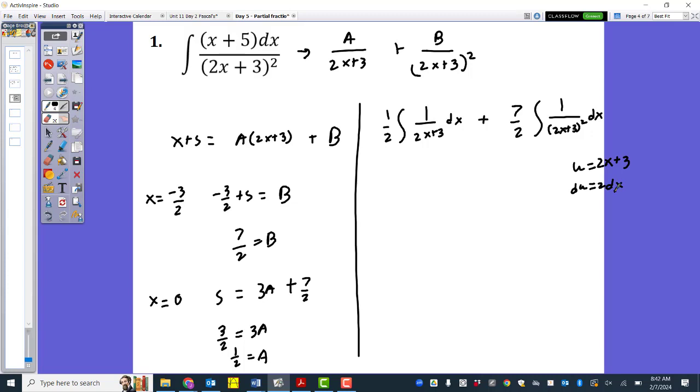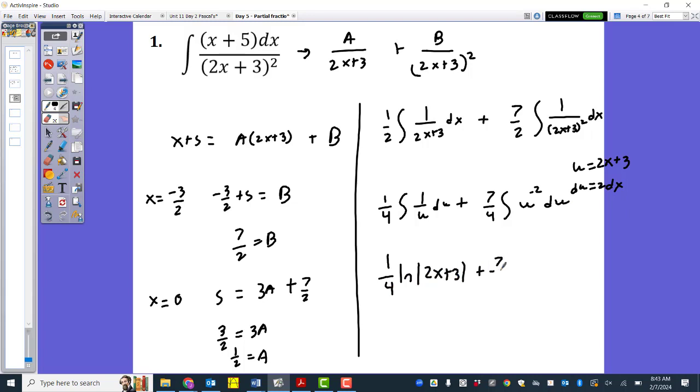We need a 2 on the inside, 1/2 on the outside, so this becomes a 1/4 integral 1 over u du plus a 7/4 integral u to the negative 2 du. Integral of 1 over u is natural log absolute value of u, so 2x plus 3. 7 over 4. Integral of u to the negative 2 is u to the negative 1 over negative 1, so we'll change this to a minus. 7 over 4 times 1 over 2x plus 3, and then plus c. And there's our final answer.